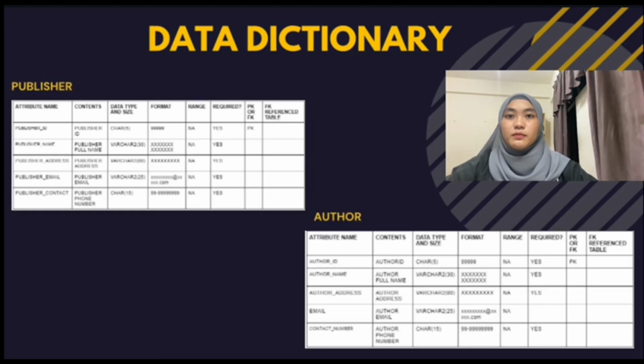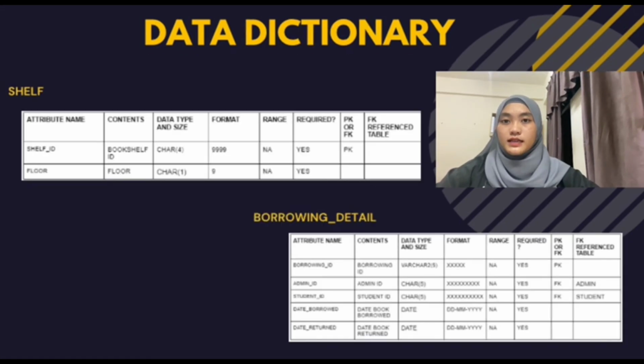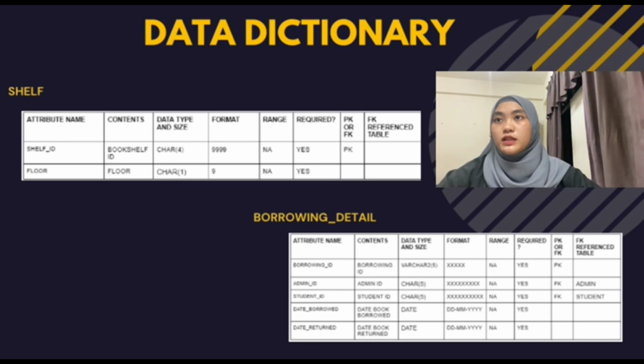The next table is the publisher table. The attributes are publisher ID as the primary key, publisher name, publisher address, publisher email, and also publisher contact number. Next is the author table, whose attributes required are author ID as the primary key, author name, author address, email, and contact number. Next table is the shelf table. The attributes are shelf ID as the primary key and floor.